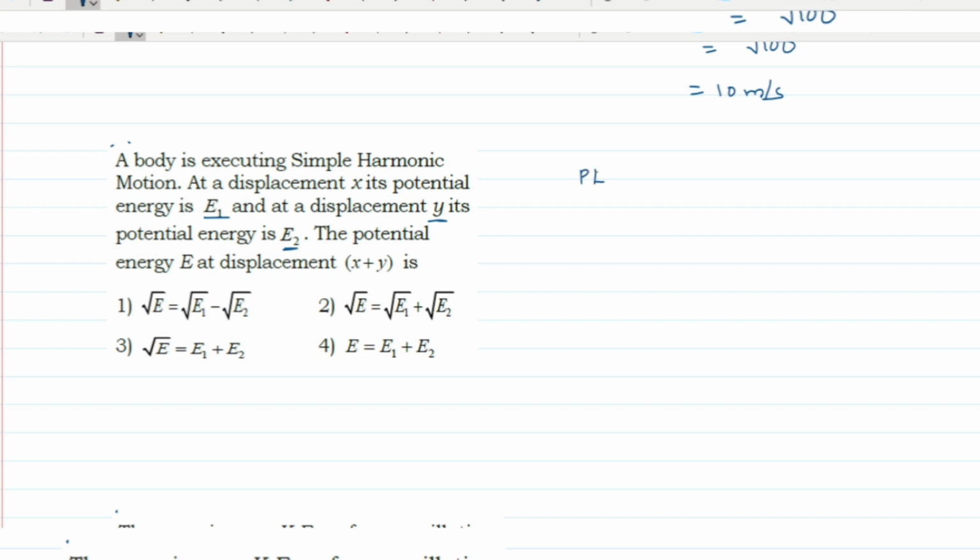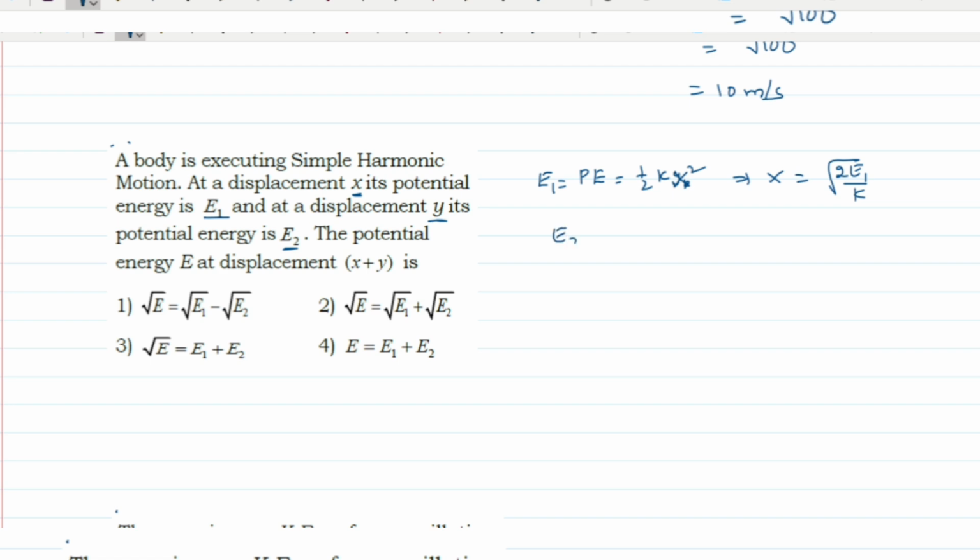Potential energy for a given displacement can be written as half k y1 squared. For a given displacement x, its potential energy, let us take as E1, is half k x squared. So x equals the square root of 2E1 by k.